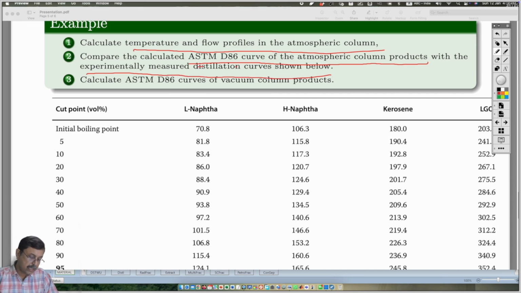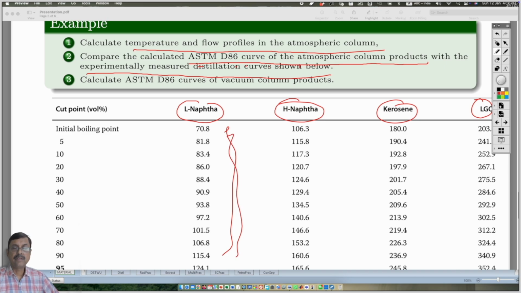Now you might remember that we had obtained light naphtha, heavy naphtha, kerosene, light gas oil through the atmospheric distillation column. Those are the products of atmospheric distillation column. So we will get this information, ASTM D86 curve of the atmospheric column products, that will be calculated in Aspen. But these are the experimentally found ASTM D86 data. These are the experimentally found information. Now what you need to do is you need to compare them with whatever you have obtained through Aspen Plus. Okay, so that's exactly what it means.